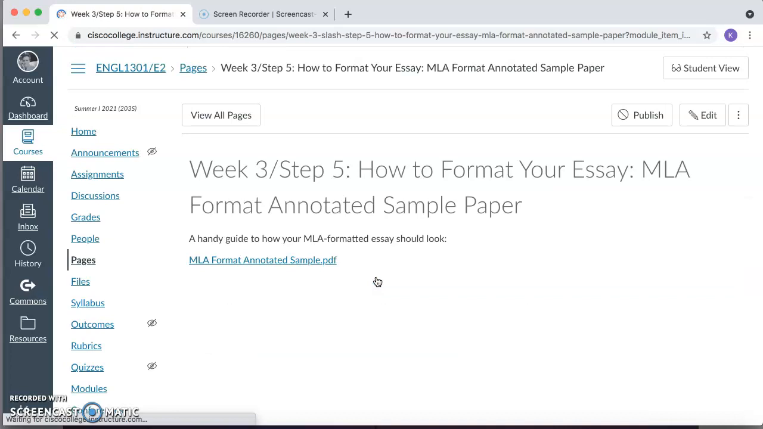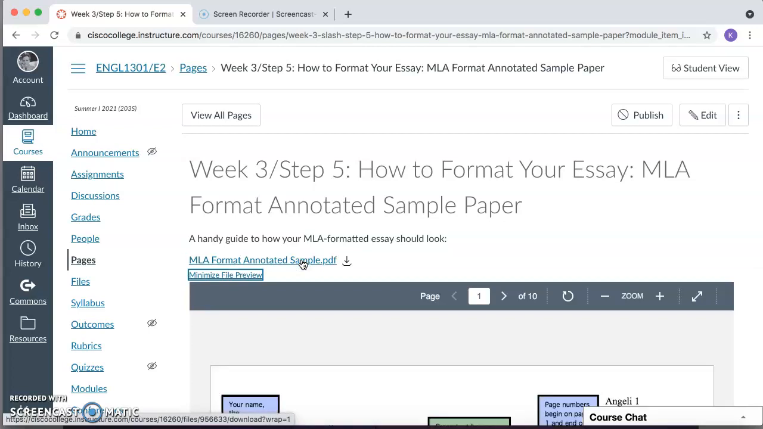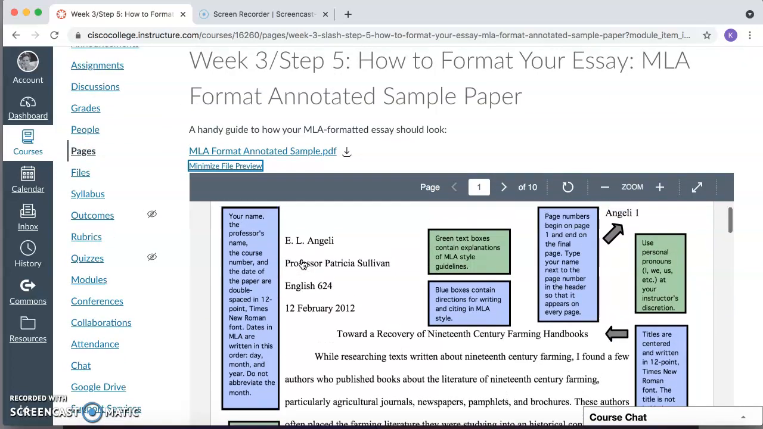You will need to format according to MLA, Modern Language Association. Here's an example of an MLA formatted paper. Now, all of your essays for this class should look like this one. These green and purple boxes are indicating what goes where, basically.